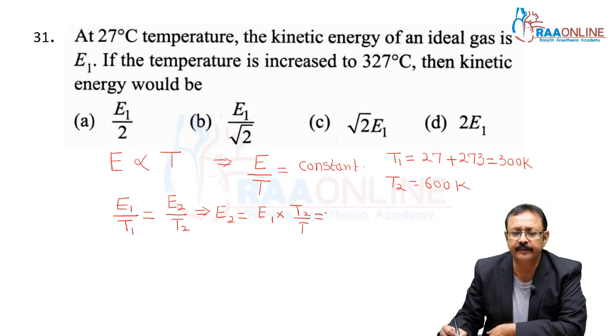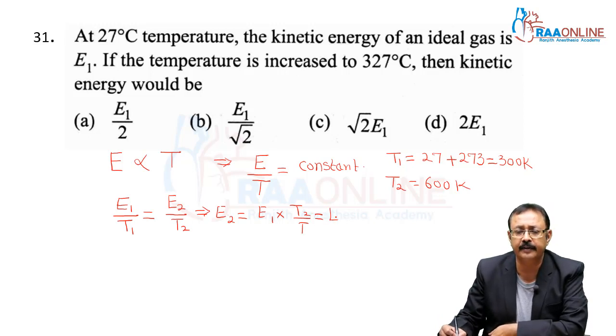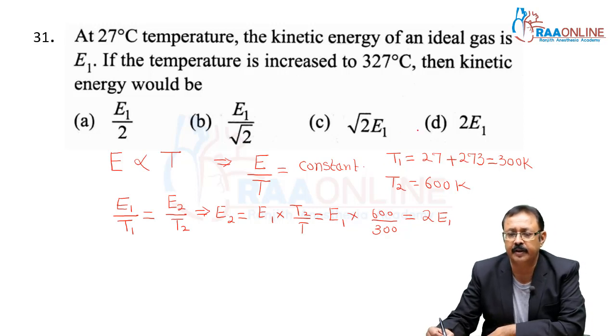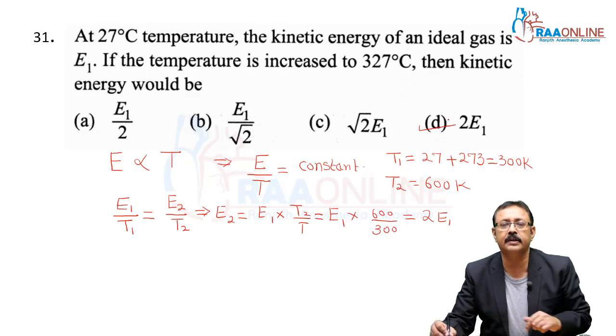So what is E1? E1 was E1. What is T2? It is 600. What was T1? It was 300. So very easily we got the answer. It should be 2 E1 now. Temperature double means kinetic energy double. So we are going with D.